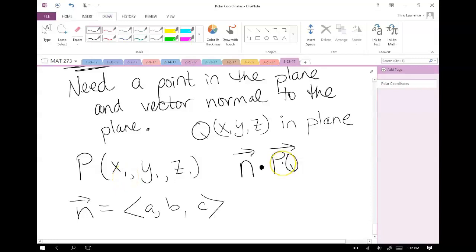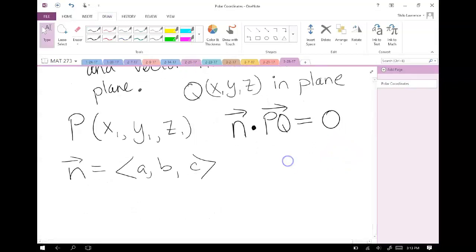Q represents any point in the plane, and we do know one point in the plane, P. Vector PQ, we can get component form for that by doing the Q's minus the P's. And then n is normal to the plane, PQ is in the plane. What's the dot product of two perpendicular vectors always going to be? It's always going to be 0. So this is where the equation for a plane comes from. The equation for the plane is any point x, y, z in the plane such that the vector from P to it has a dot product with n of 0.